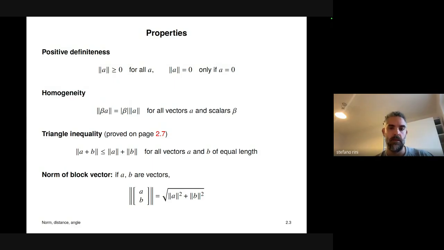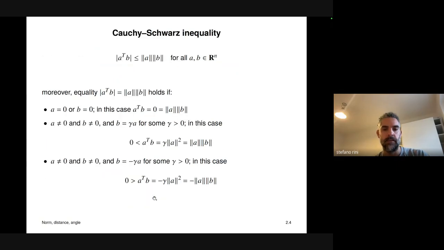And what are the properties that we like? We said that we want positive definiteness, so the only vector that has norm 0 is the 0 vector. Homogeneity, right? If you multiply by a constant, this constant comes out in absolute value from the norm. The triangle inequality, which is very intuitive for us in the Euclidean case, and the block properties, right? If you have a matrix, then you can chop it down into sub-blocks, and then this formula works.